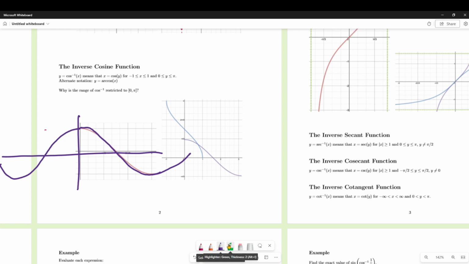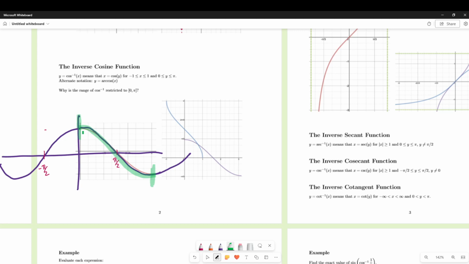So we need to restrict it such that we get all of the answers, but we get all of the answers only once. If we kept the restriction from negative pi over 2 to pi over 2, it wouldn't work because we would get all of these answers occurring twice, which would make it not a function, and we would get none of the negative outputs. So instead, we restrict it from 0 to pi.